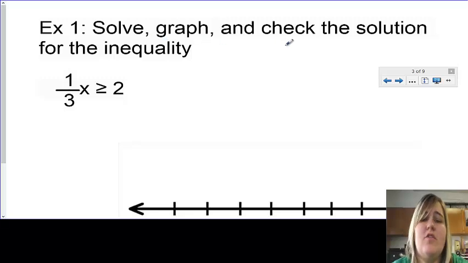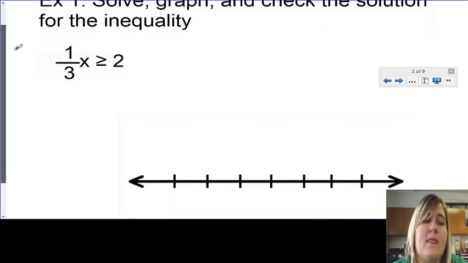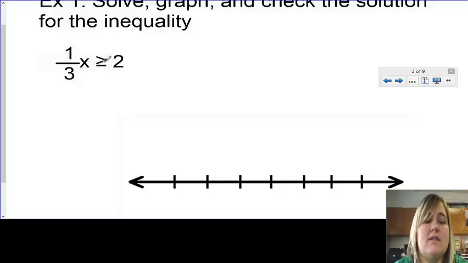So it says, solve, graph and check the solution for the inequality. If I have 1/3 x is greater than or equal to 2, I can solve this one of two ways. I can do it as a fraction and know that when I have 1/3 times x, that's the same as multiplying by its reciprocal. Okay, so I do that on both sides. So the 3's and 1's cancel. I'm left with x is greater than or equal to, because I multiplied by a positive, my sign stays the exact same. It's very important that I work everything straight down so I don't make any mistakes. And then I have 2 times 3 over 1, which is 6.